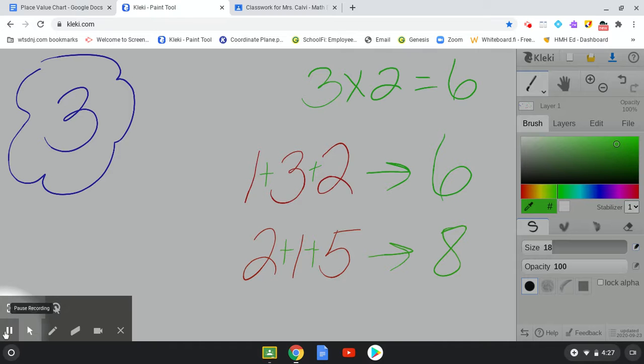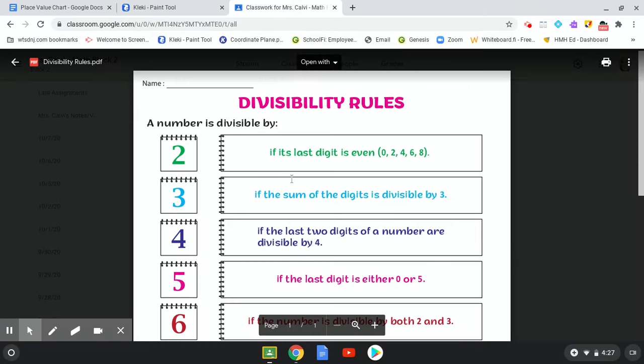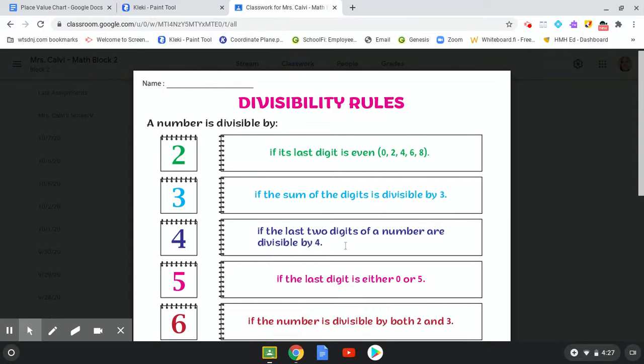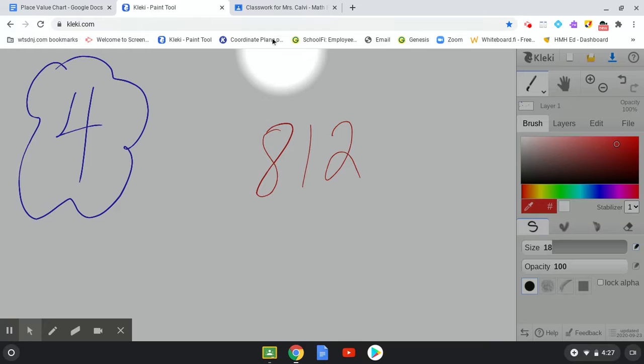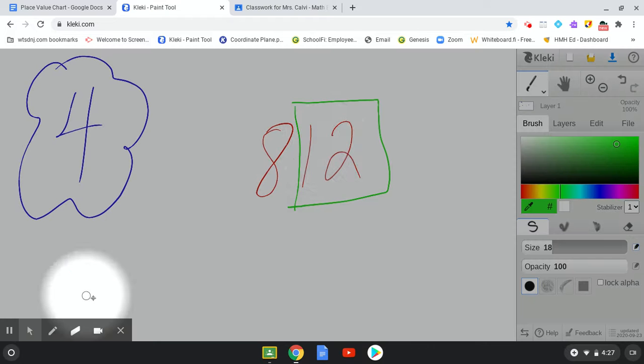Now let's move on to the 4 rule. Okay, so the 4 rule says if the last 2 digits of a number are divisible by 4, then the whole number is divisible by 4. So what we're going to do is box in the last 2 digits. And that forms the number 12. So if 12 is divisible by 4, then the entire number is divisible by 4.